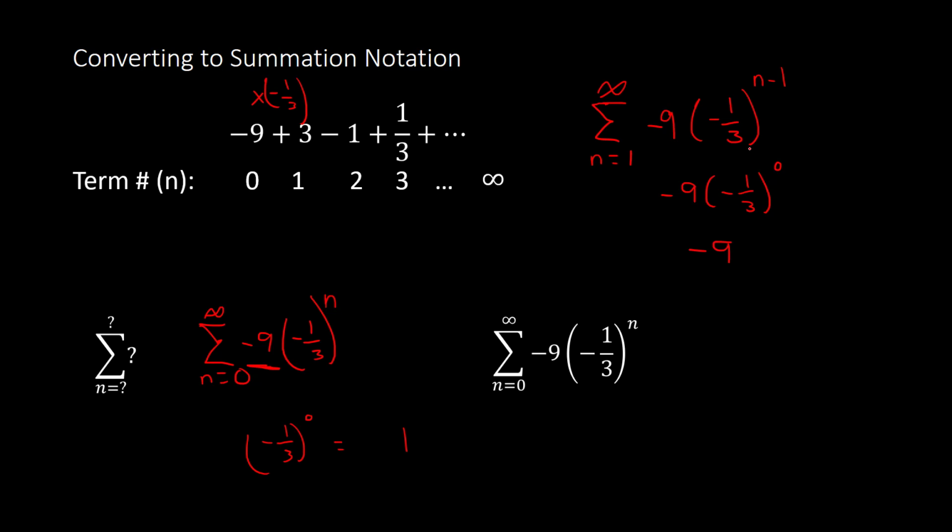And then the next term, plug a 2 in, you have negative 9 times negative 1/3 to the 2 minus 1 or first power, which would give you a positive 3. And you could keep going, and we find that the series would still be the same. And that's just 3 different ways you can write it. There are, I'd almost say, an infinite number of ways that you could write the summation notation.